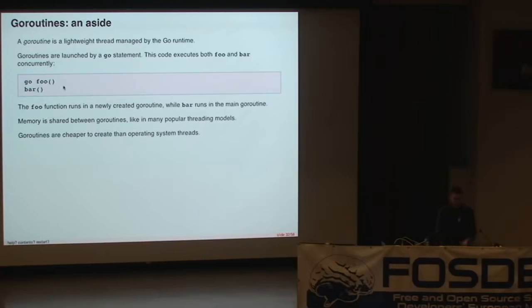To launch a goroutine, we use a go statement, which is a similar sort of syntax to the defer statement. It's go followed by some function call. When you call go and some function, the function itself, like the function pointer and the function's arguments, are evaluated in the current goroutine. A new goroutine is started, and then that function executes in the new goroutine.